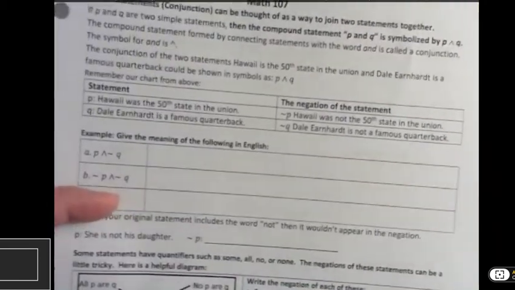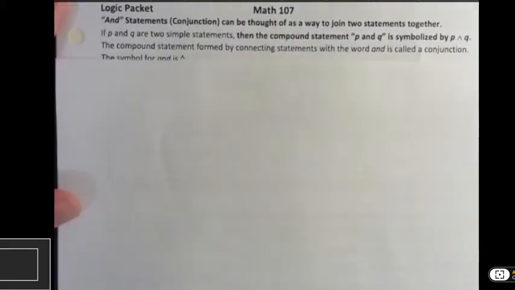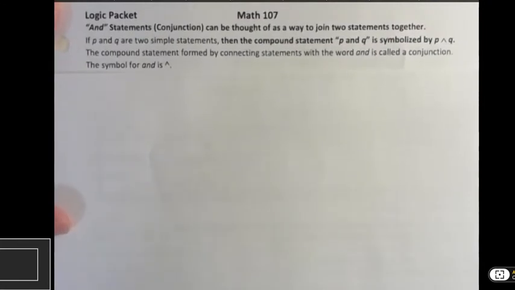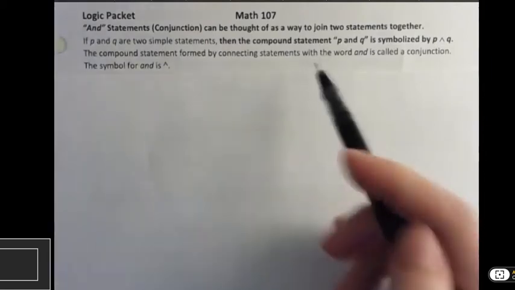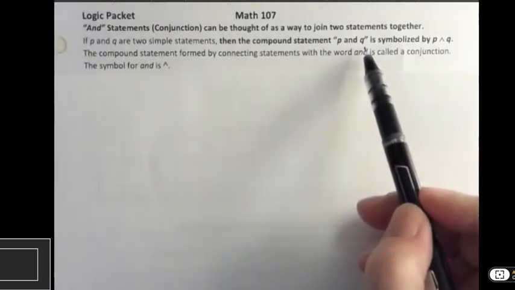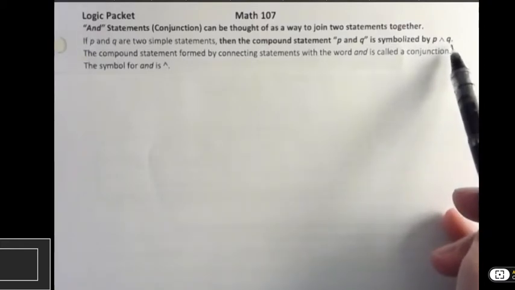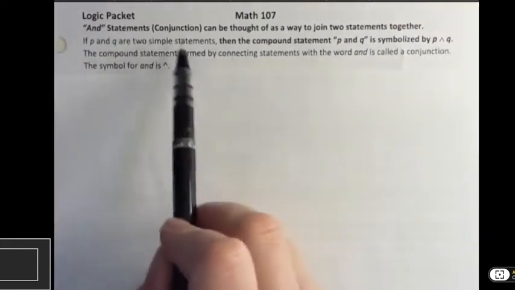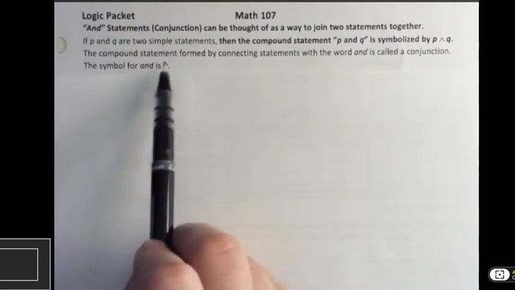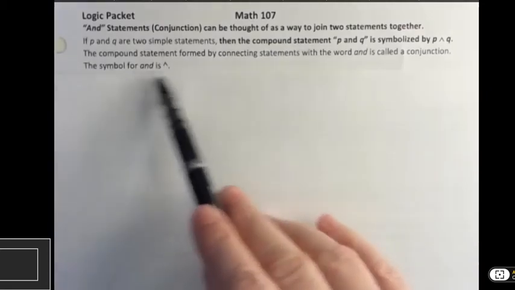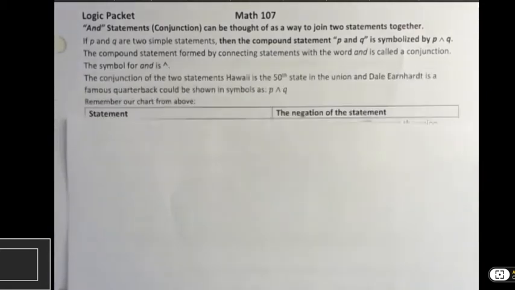The first connective we can look at is the and statement. An and statement is called a conjunction, and it can be thought of as a way to join two statements together. If P and Q are two simple statements, then the compound statement P and Q is symbolized by P, and this caret symbol, Q. That means and, or that means conjunction of. The compound statement formed by connecting statements with the word and is called a conjunction, and we use that symbol.